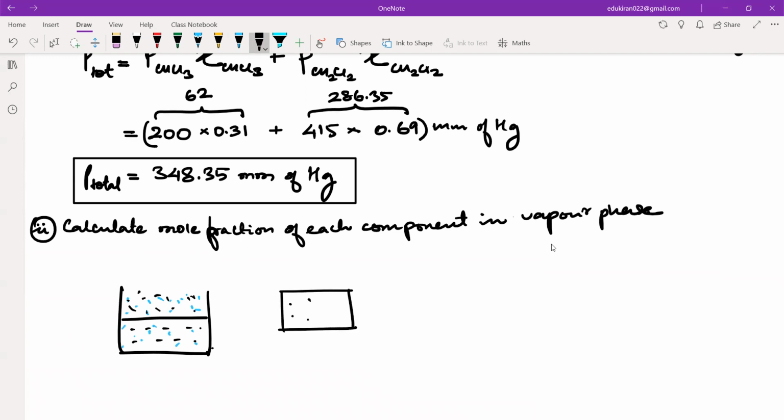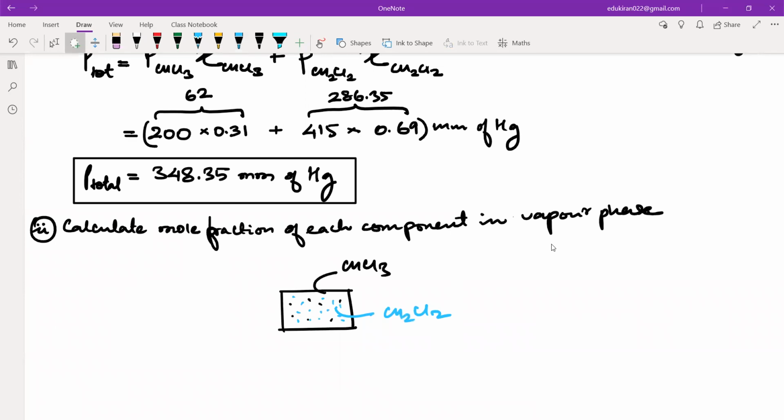Here you have gas which is CHCl3 and CH2Cl2, and they are asking what is the amount of CHCl3 and what is the amount of CH2Cl2 in mole fraction. Now this question is important. You can't measure it, so you have to calculate it. Now, if you remember Dalton's law of partial pressure, see what we will do, according to Dalton's law of partial pressure.